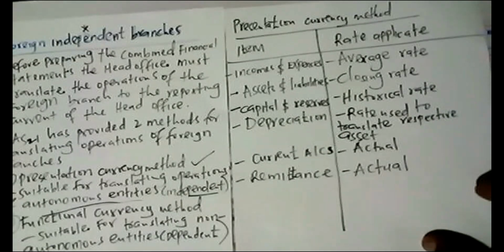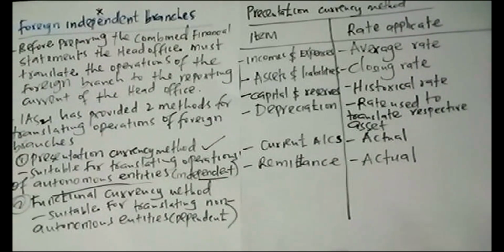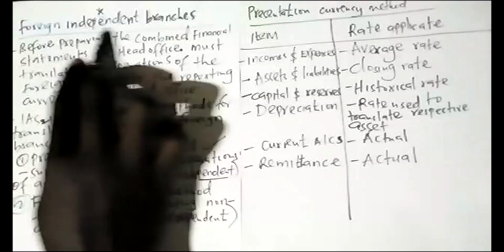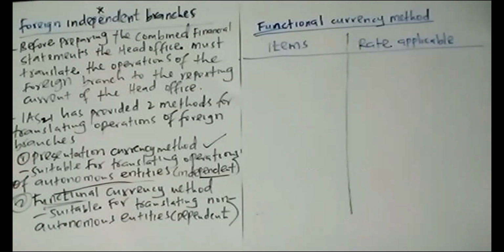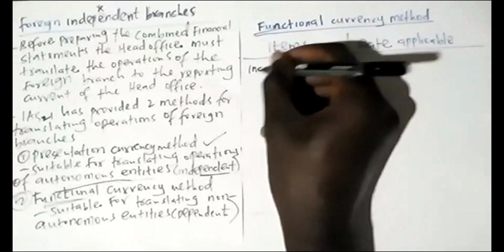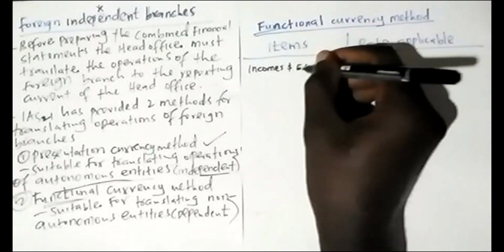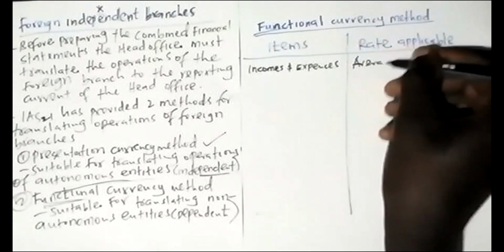So that is how you translate. Now what if you deal with functional? Functional will never be used here because I'm dealing with foreign independent branches. Anyway, I can mention what to do if you are using functional. For the functional currency method, the items and rates applicable: incomes and expenses, use the average.